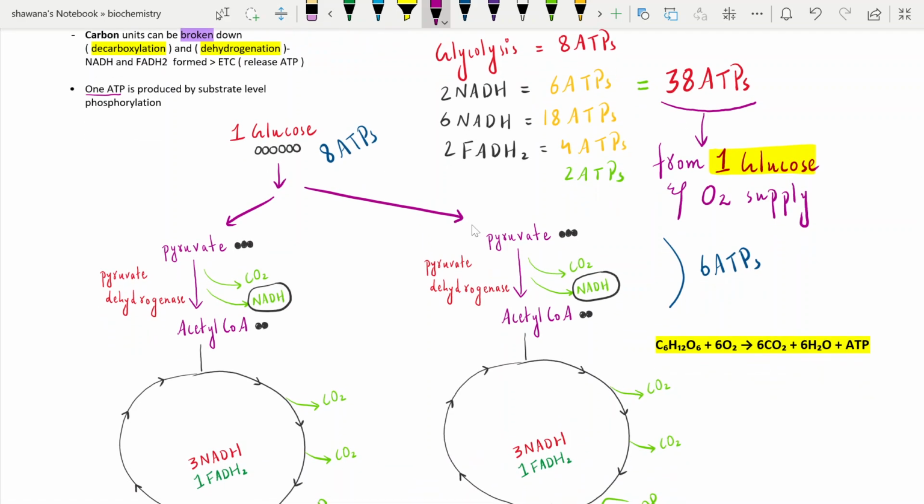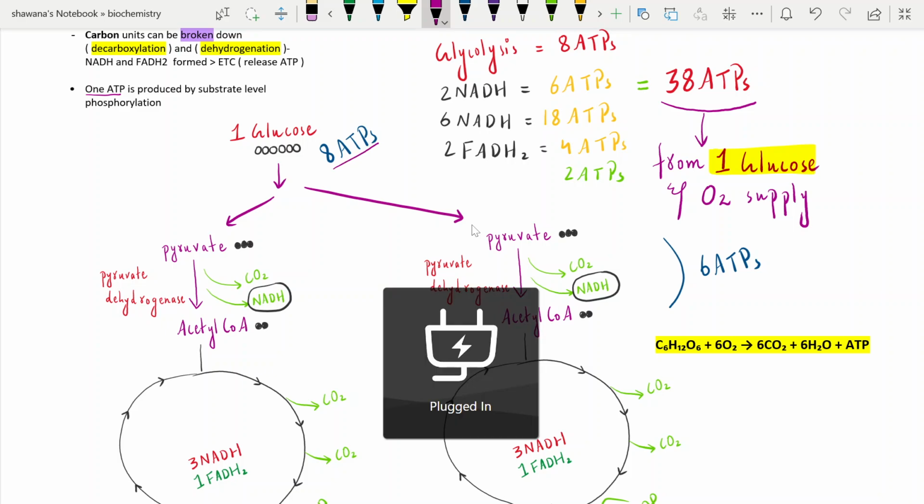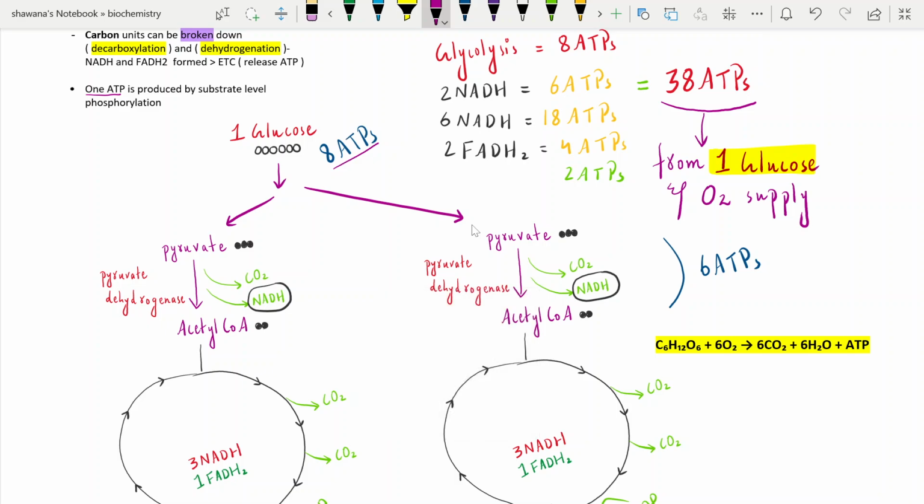First of all, in glycolysis, the net production of ATP is 8 molecules of ATP, as we discussed in the previous lecture. We are talking about when one glucose is involved. The last reaction is where phosphoenol pyruvate is converted into two molecules of pyruvate, this is one and this is the second molecule of pyruvate.